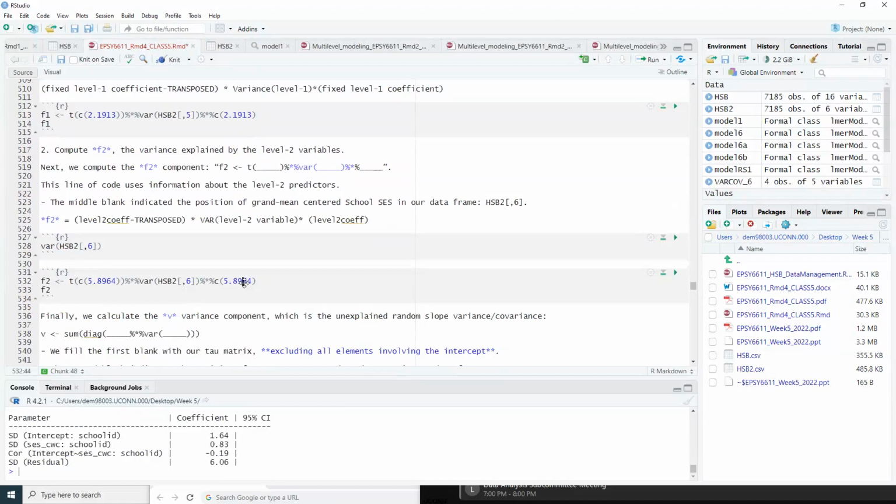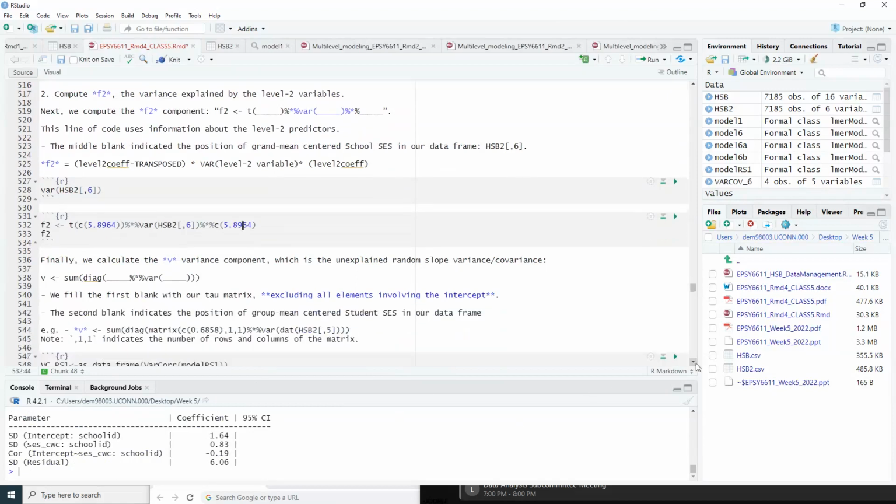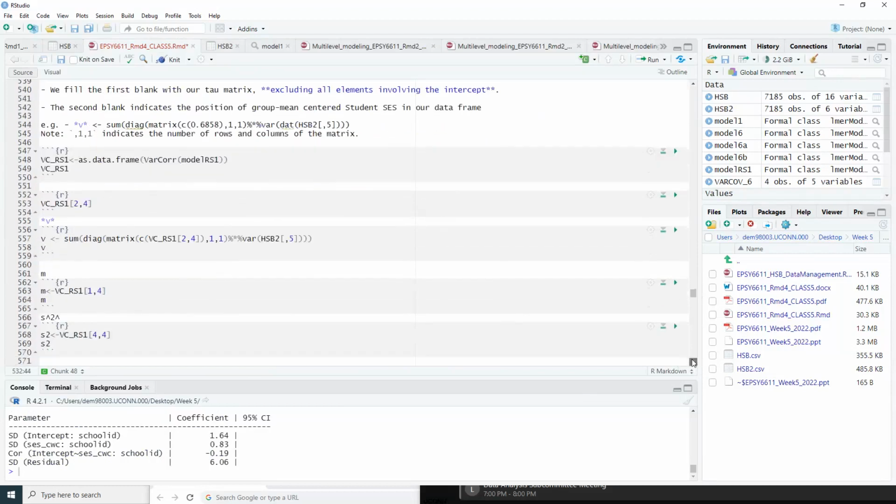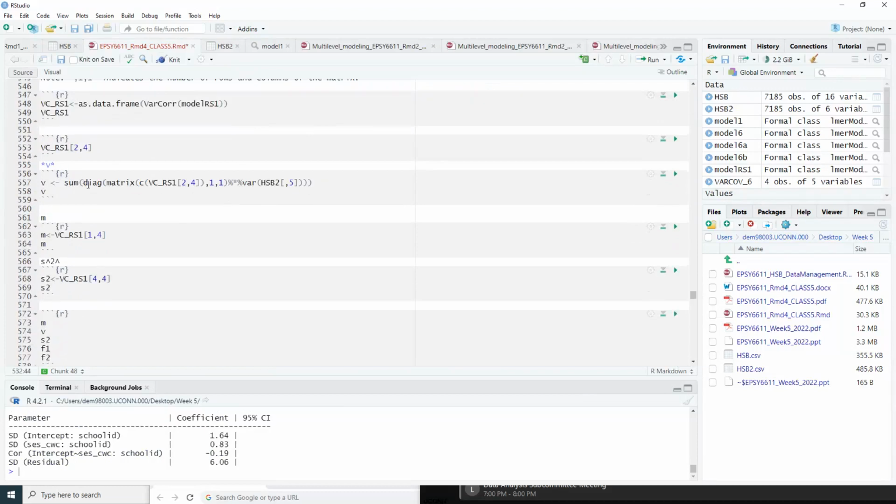And then the variance. So scroll down here. Show what that looks like. Here we go. Where to go? F2, V. Where's my V? Oh, here it is. Here it is. So here's my V.